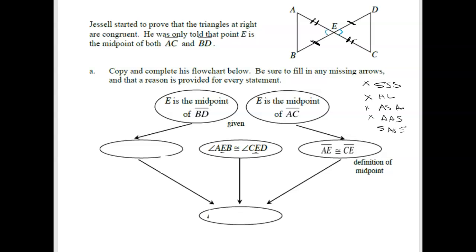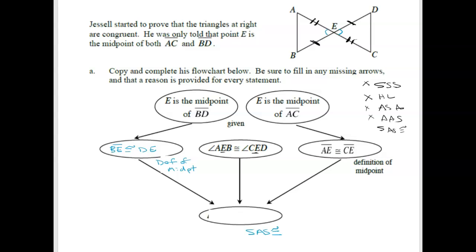Okay, so now I know how I need to write my flowchart. I know that I need to end up with SAS. So how am I going to get there? Okay, well, I'm first going to start with my given information. E is the midpoint of BD. That was given information. What does that now tell me? That tells me that BE is going to be congruent, right, to DE. Why do I get to say that? It is because it is a definition of a midpoint, right? It's not given information anymore, but it's a definition, so we get to use that word.